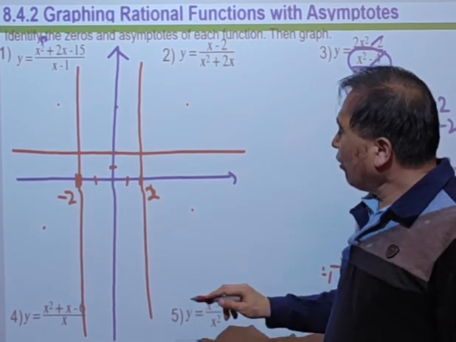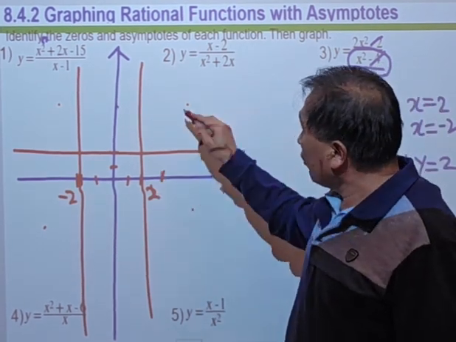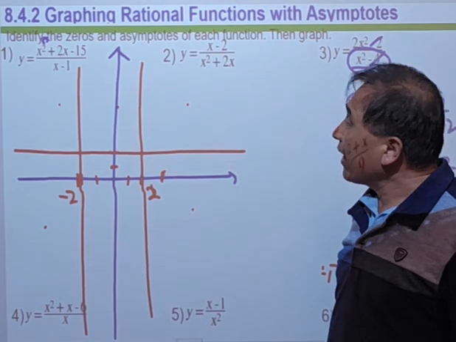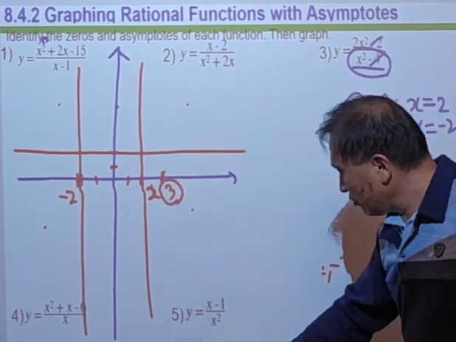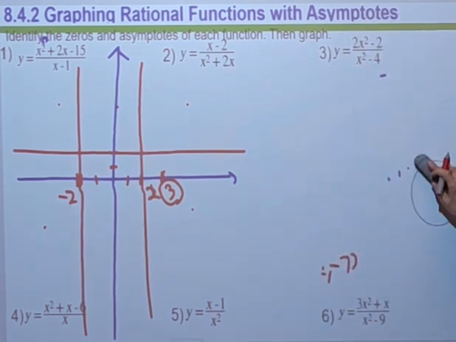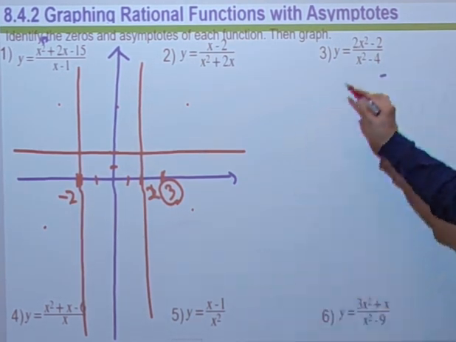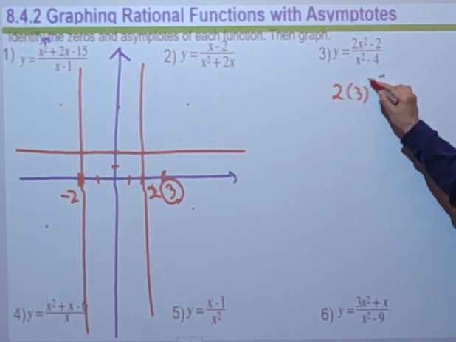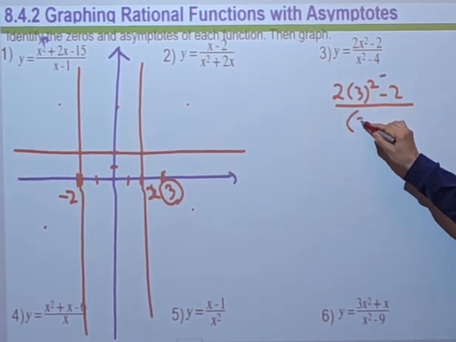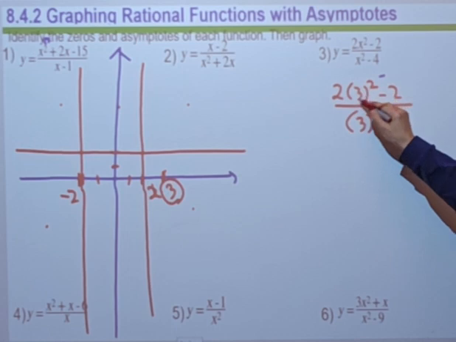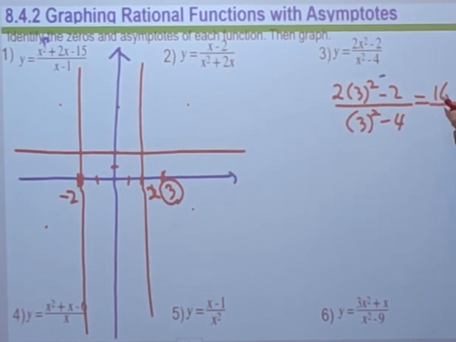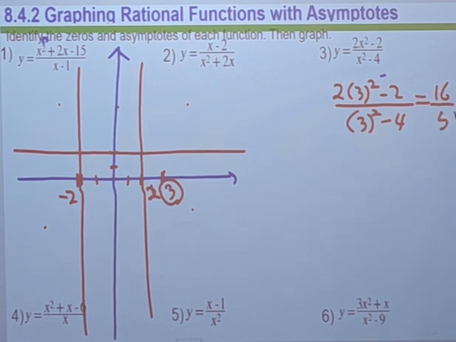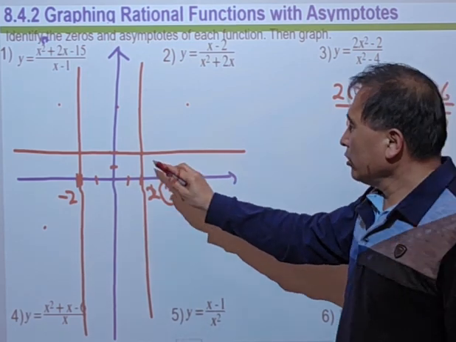So now you know to tell which among 1 and 2 which section they pass through. So let's plug in 3 there. So original equation you can plug in 3. So that means what? 2 times 3 squared minus 2 over 3 squared minus 4. So this is 9 times 2, 18 minus 2, that's a 16. And 9 minus 4, that's 5. So that's what? About 3 point something.